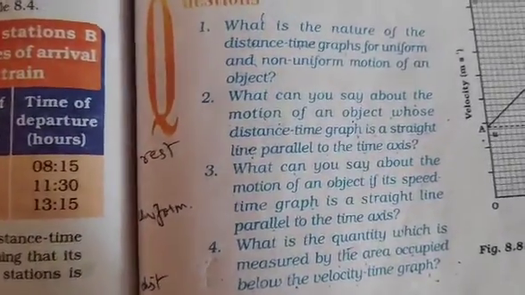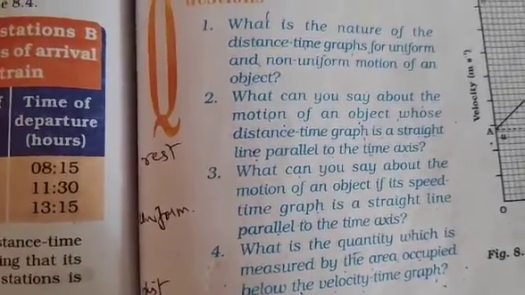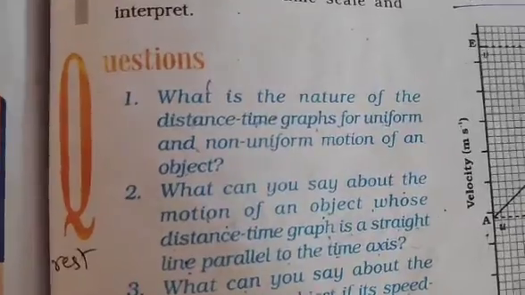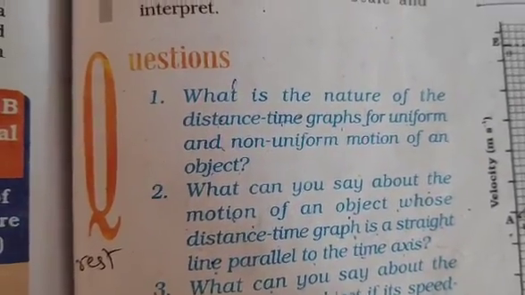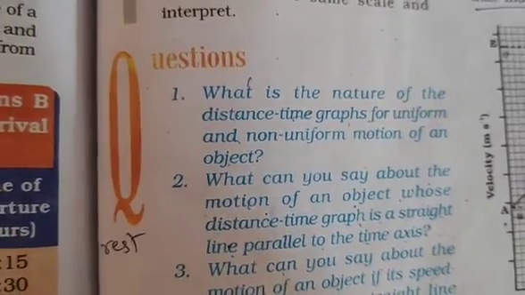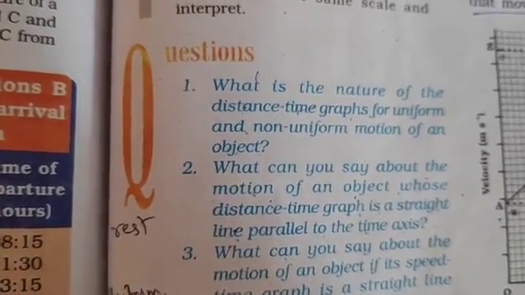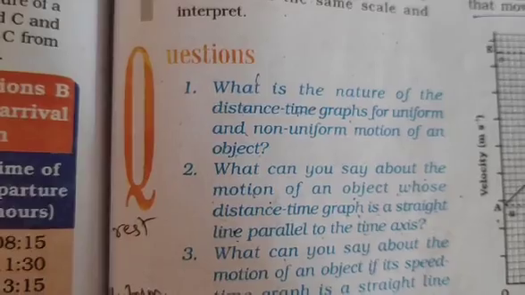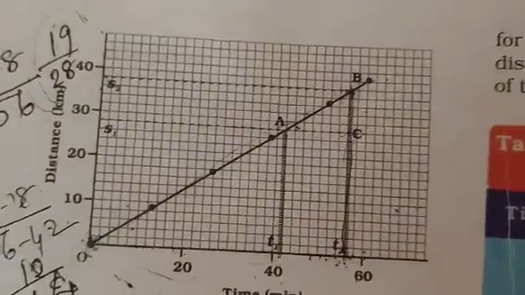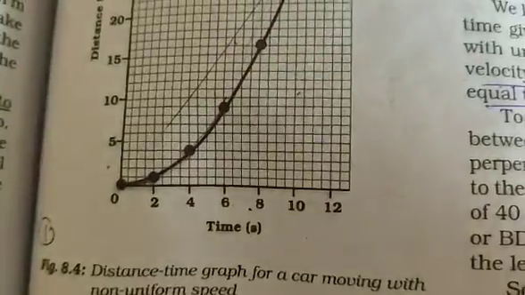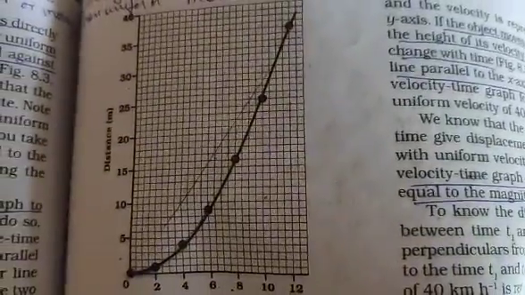The questions which are given on page 107 are to be written down. A very short question it is. First question is, what is the nature of the distance time graph for uniform and non-uniform motion of an object? They are asking you the nature of the graph, so you will have to just draw and show it. The nature of the distance time graph for uniform motion, I have already shown to you earlier. Which one was that? Here. This is for uniform motion, and figure 8.4 is non-uniform motion for the distance time graph.